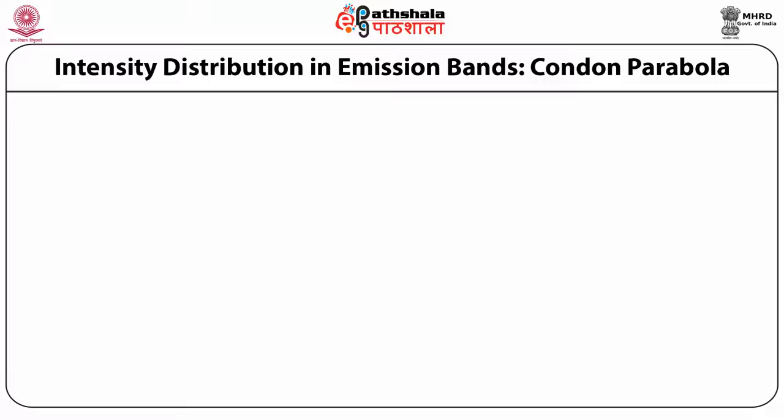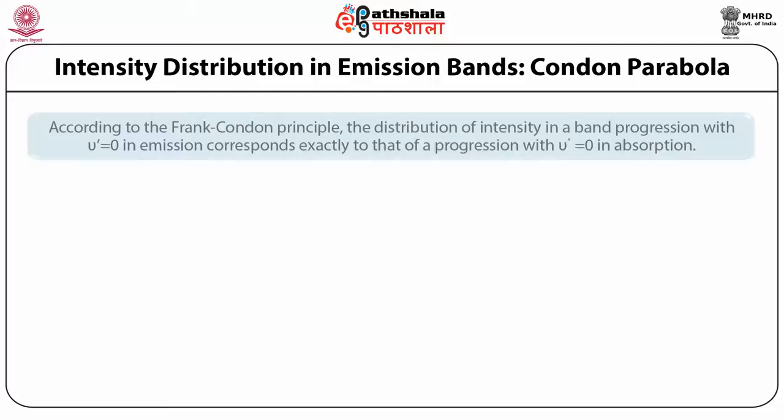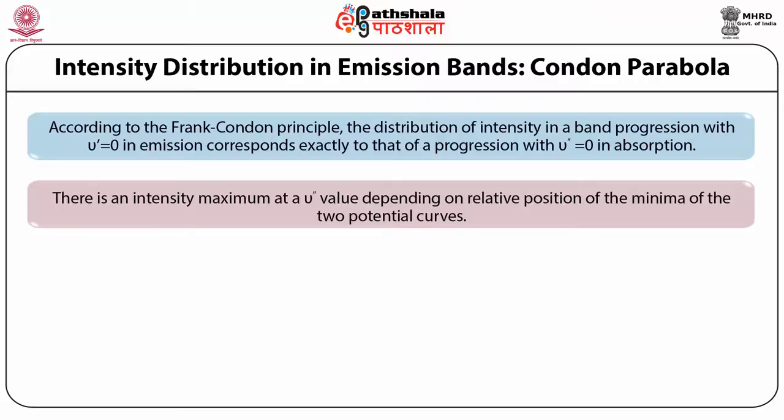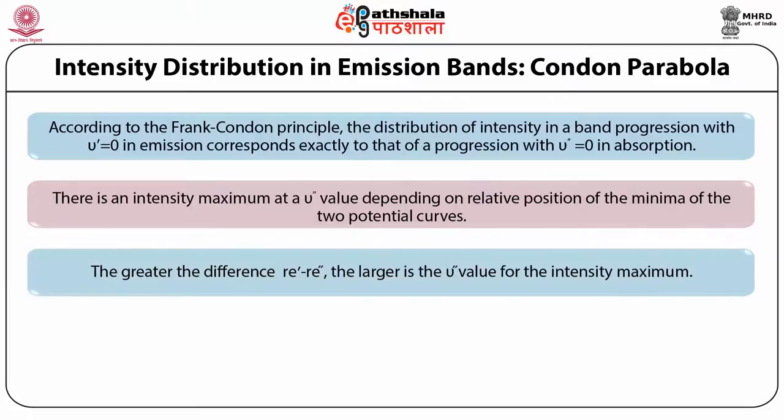Now discussing the intensity distribution in emission bands with the help of the Condon parabola. According to the Franck-Condon principle, the distribution of intensity in a band progression with ν′ = 0 in emission corresponds exactly to that of a progression with ν″ = 0 in absorption. There is an intensity maximum at a ν″ value depending on the relative position of the minima of the two potential curves. The greater the difference Re′ minus Re″, the larger is the ν″ value for the intensity maximum.